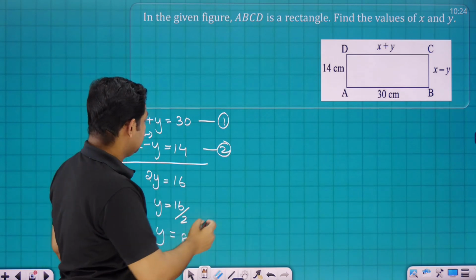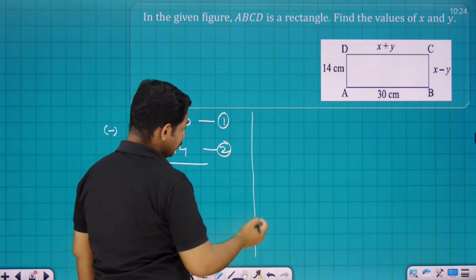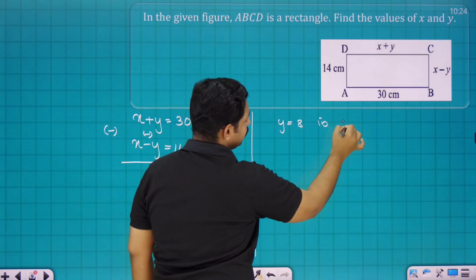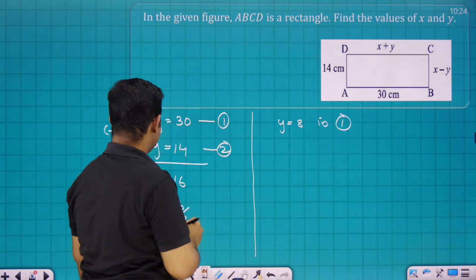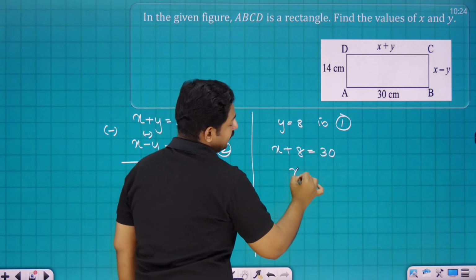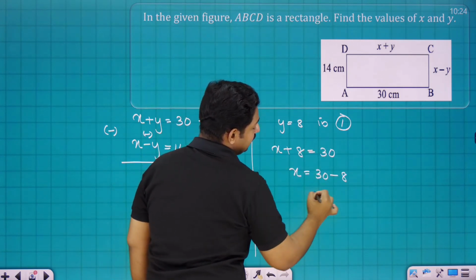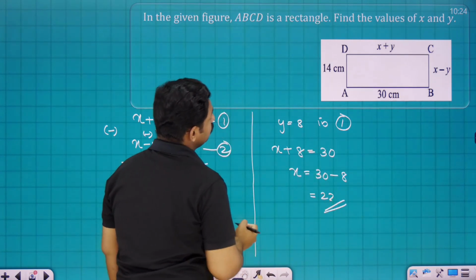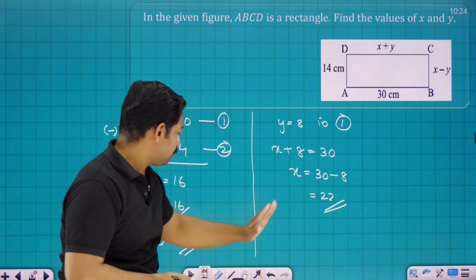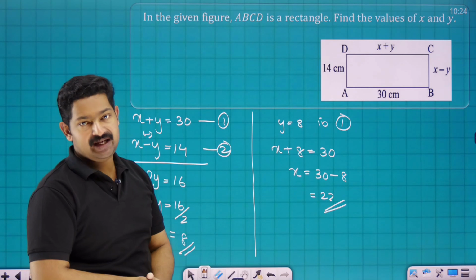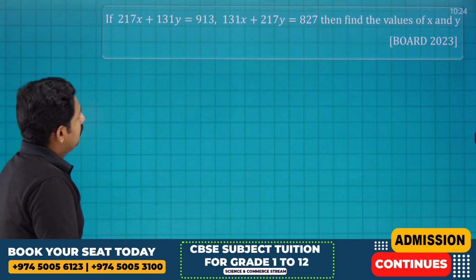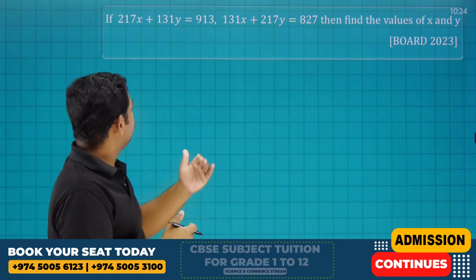Putting the value of y equal to 8 in equation number 1, x plus 8 is equal to 30. Then x is equal to 30 minus 8, which is equal to 22. So the question is to find the values of x and y, and the value of x is 22 and the value of y is 8. Okay, it's a simple question. So now we are moving to the next one.